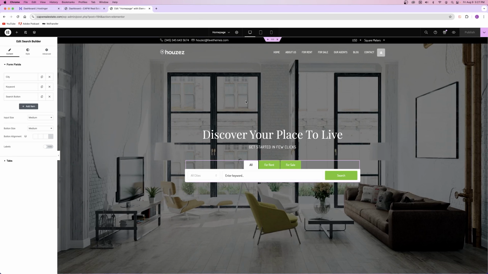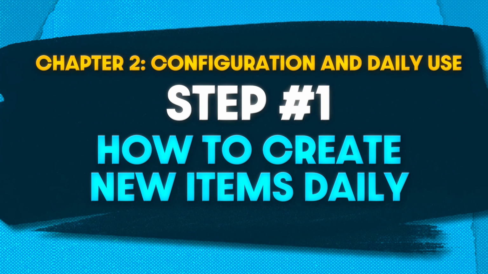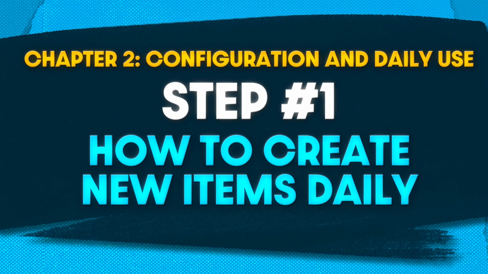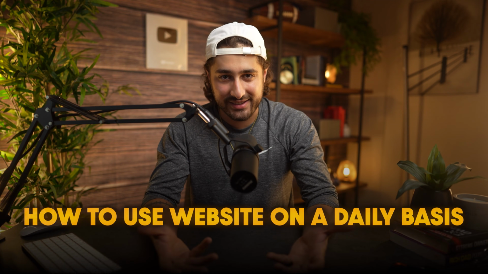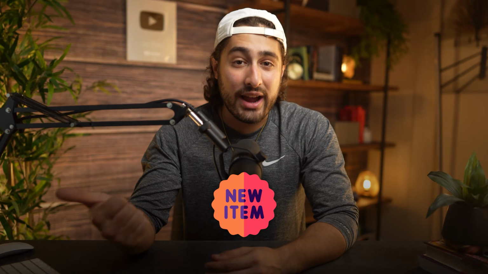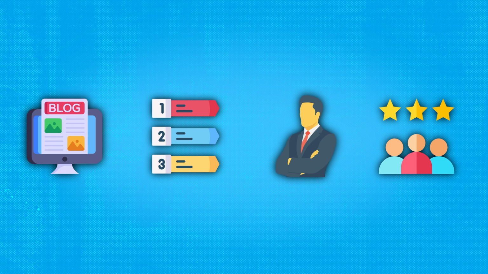And of course, chapter 2 is showing you how to add items and daily work and stuff like that. So, all right, friends, in chapter 1, I showed you how to build the website, which we just completed. So now we're moving on to chapter 2, which is configuration and daily use. In this chapter, I'm going to show you guys how to use the website that you just built on a daily basis. I'm going to show you guys how to create new items daily, whether that be blog posts or new listings, agents, reviews, and so much more.